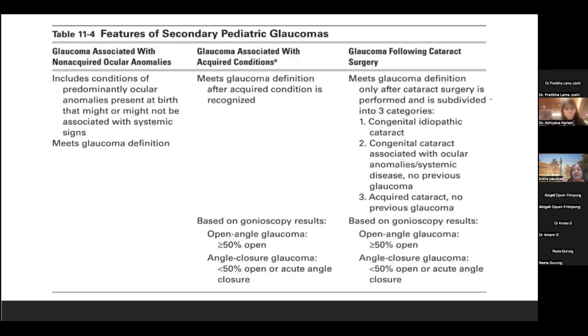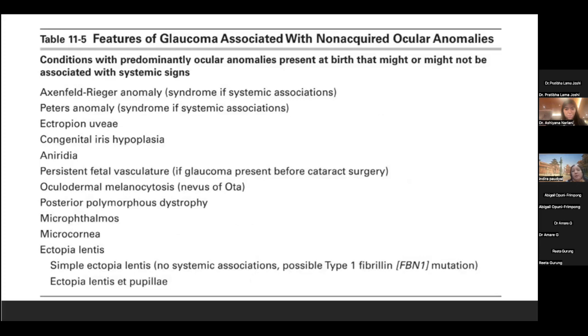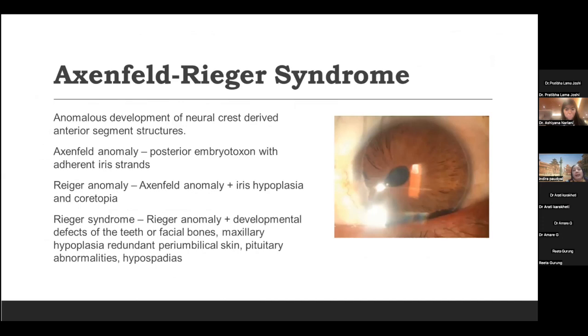So the features of secondary pediatric glaucoma. Here it can be classified, which I have already said before. And features of glaucoma associated with non-acquired ocular anomalies: conditions with predominantly ocular anomalies present at birth that might be associated with systemic signs, for example Axenfeld-Rieger anomaly, Peters anomaly, congenital iris hypoplasia, aniridia, microcornea, and ectopia lentis. And coming to Axenfeld-Rieger syndrome, there is anomalous development of neural crest-derived anterior segment structures. So the main cause is this.